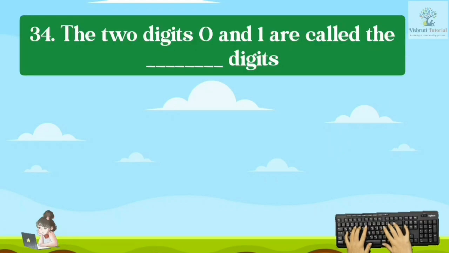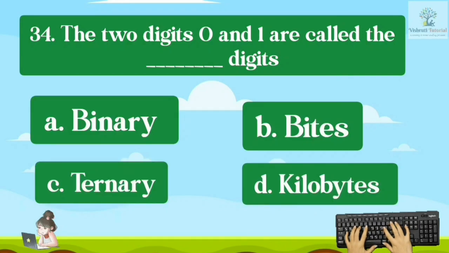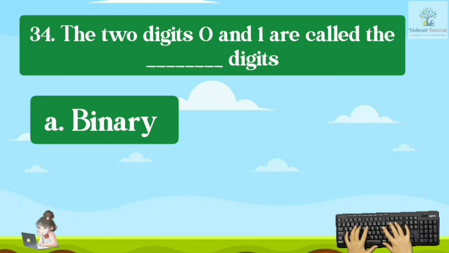Question number 34. The two digits 0 and 1 are called the dash digits. Options: A. Binary, B. Bytes, C. Ternary, D. Kilobytes. And the correct answer is A. Binary.